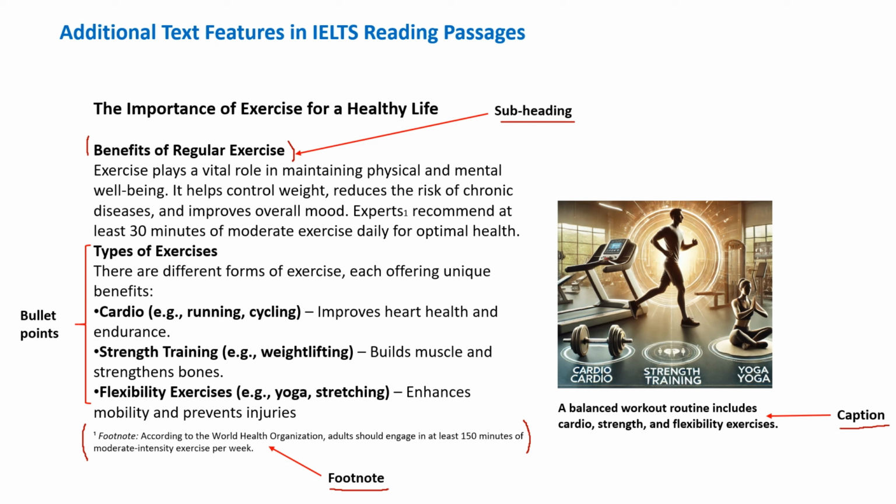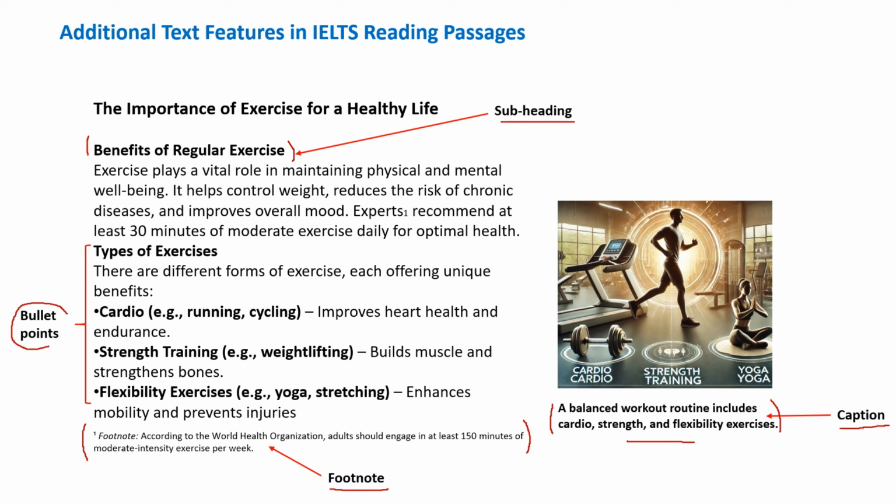Number 3, captions. Short descriptions under pictures, tables, or diagrams in the passage are known as captions. These help explain the visual information. So, whenever you see a picture, you will see a small explanation under the picture. This is known as the caption. For example, a caption under a graph might read, Graph showing global temperature rise from 1900 to 2020.